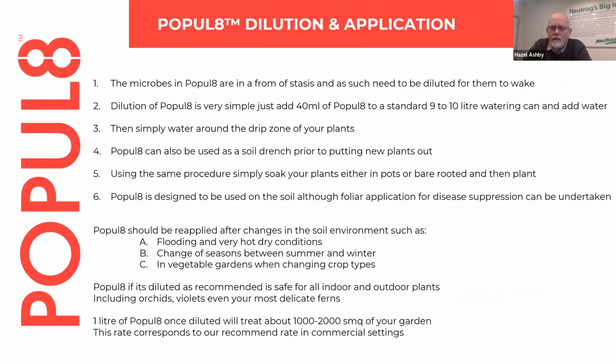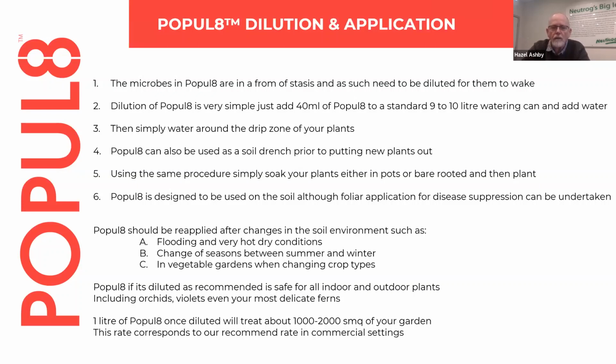So if you want to use Populate, there's a couple of things we need to consider. Okay, now the microbes in Populate are in effect in a state of stasis. They've been put to sleep. So what you need to do is dilute them out, and that's really, really simple. In fact, you can just use 40 mils of Populate, add it to a standard 9 to 10 litre watering can, and then simply water around the drip zone of your plants.